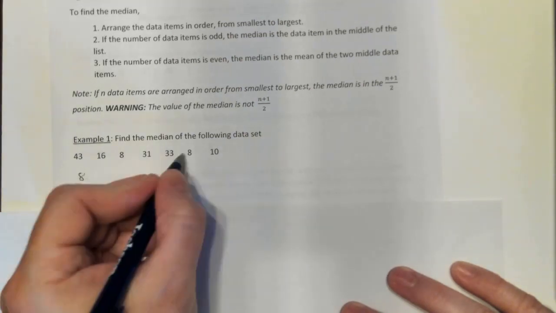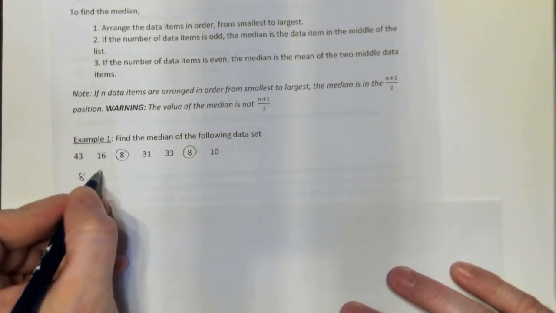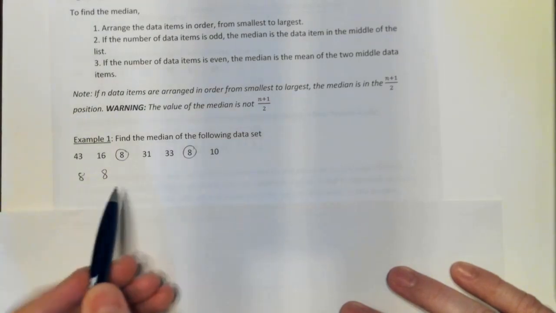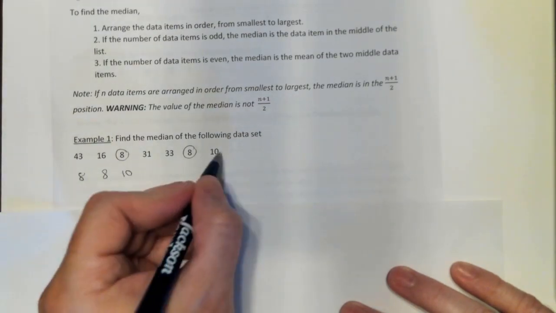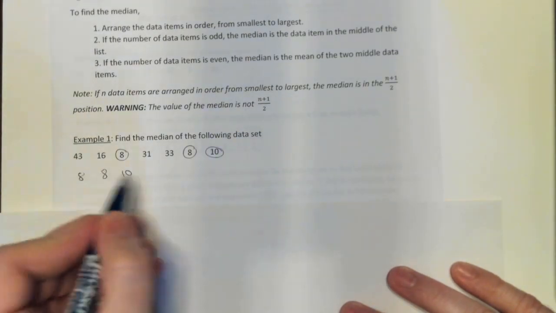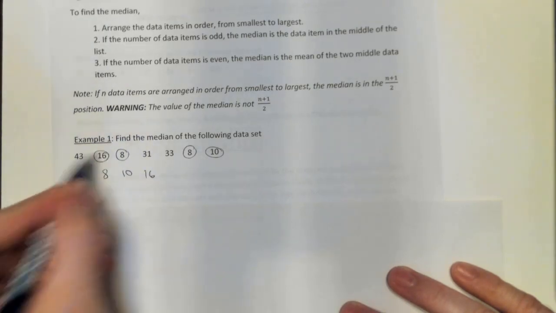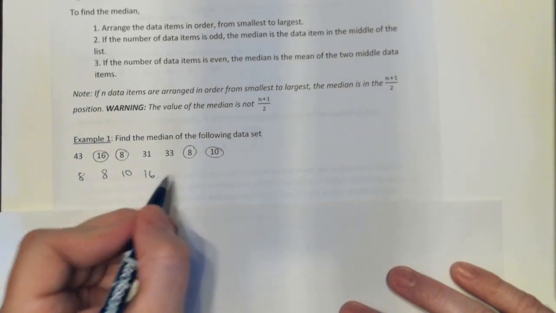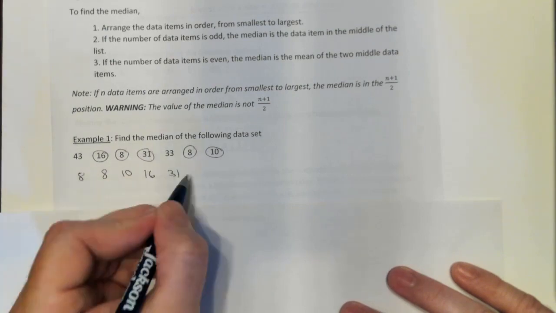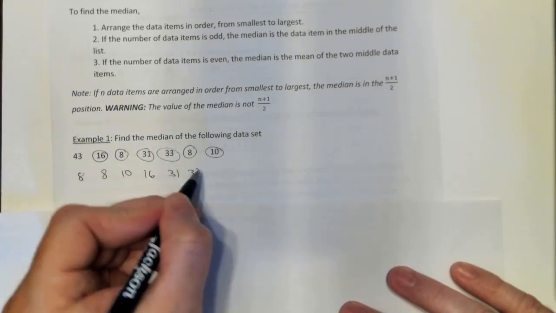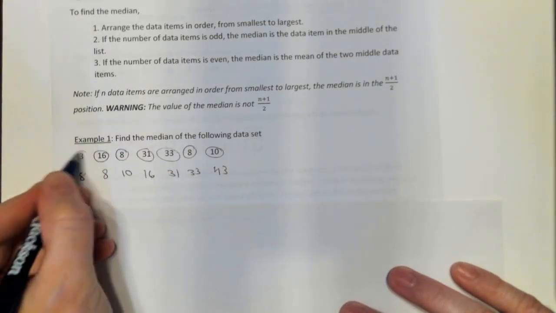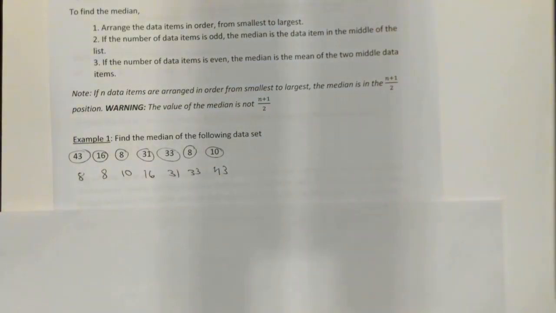Usually what I do is I circle or use my highlighter. So I got my 2 8s. I think my next one is 10. Then I got 16. Looks like 31, 33, and then 43. So I'm going to rewrite them. Usually I circle or highlight as I catch them.